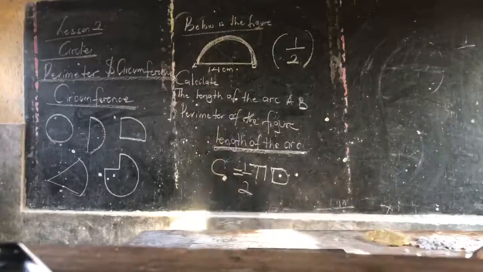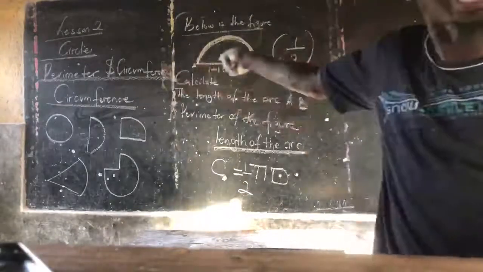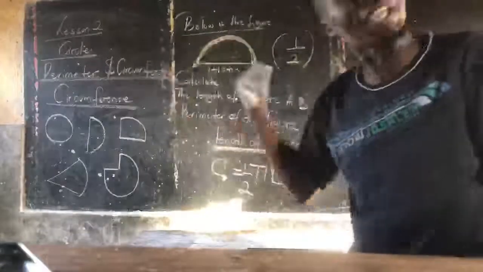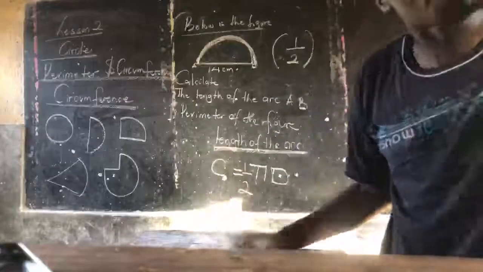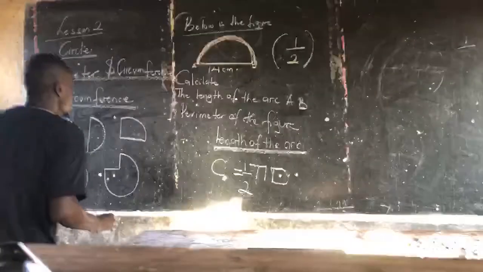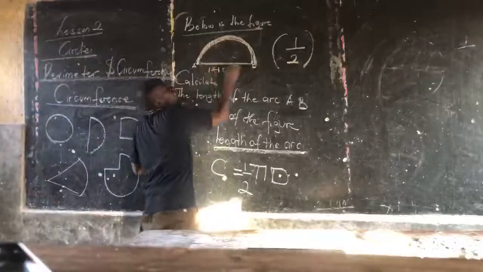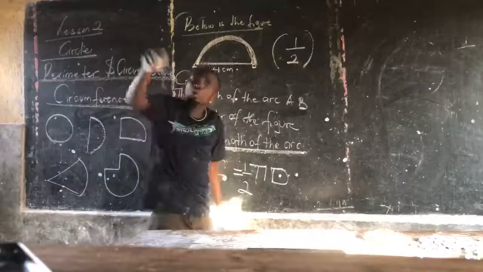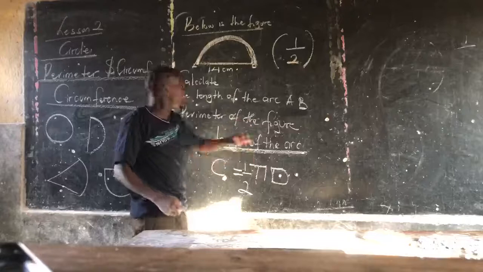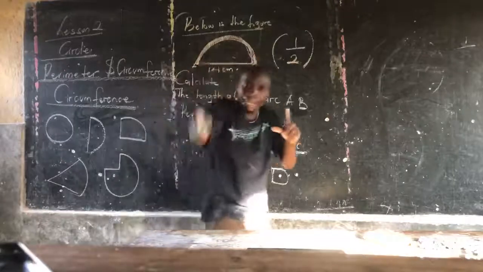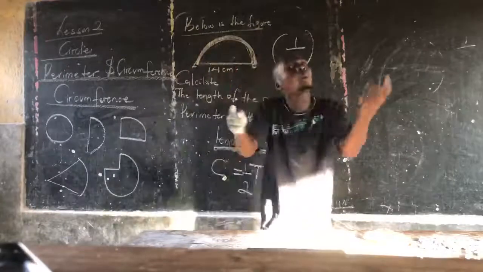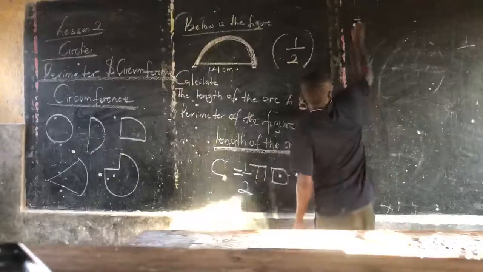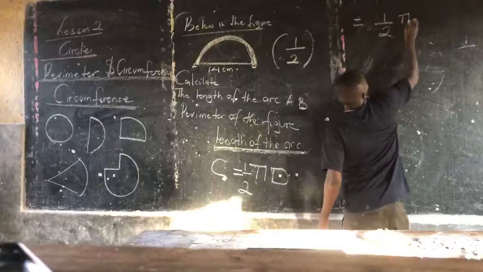Let me come near here. The length of that arc, the circumference here of your figure, is a half pi diameter. See a full circle, it is pi diameter, so if you put a half, it means a half pi diameter. So the length of the arc is a half pi diameter.